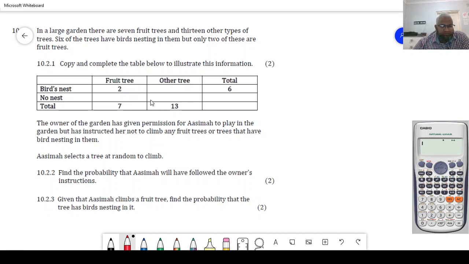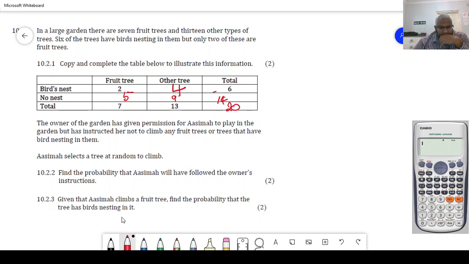The first question says copy and complete the table below to illustrate this information. So we have that information given there. Remember, it's a two-way contingency table. 2 plus something is 6, 2 plus 4 of course. 2 plus something is 7, 2 plus 5 is 7. 4 plus something is 13, 4 plus 9 is 13. 9 plus 5 is 14, and 6 plus 14 is 20. So that's your answer to 10.2.1.